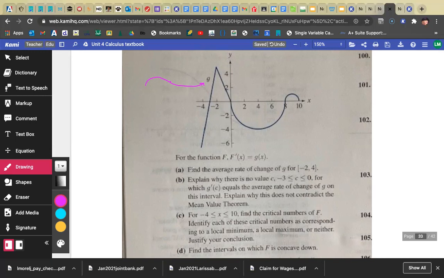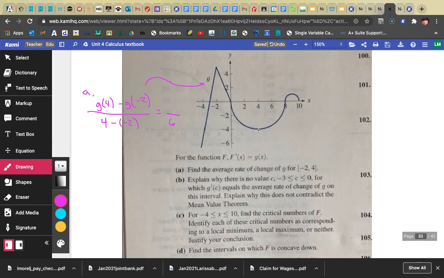The first question says find the average rate of change of g on the closed interval from -2 to 4. Well, that's just finding the change in the outputs over the change in the inputs, right? The slope. So I'm going to do that right over here. That's going to be g of 4 minus g of -2 over 4 minus -2, which is 6.